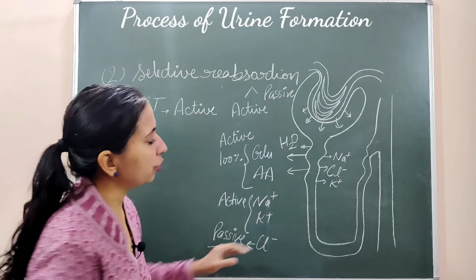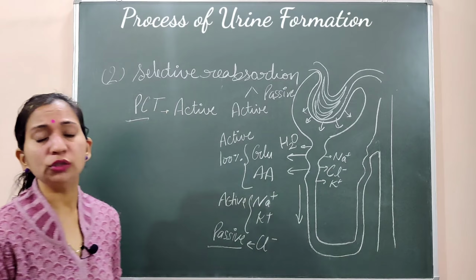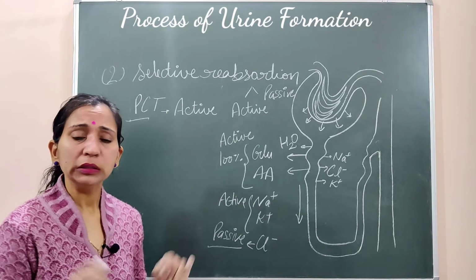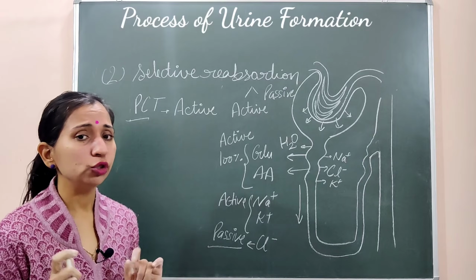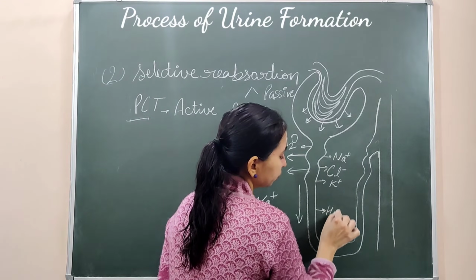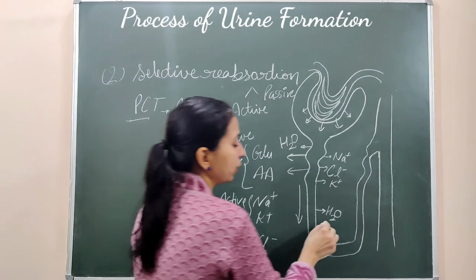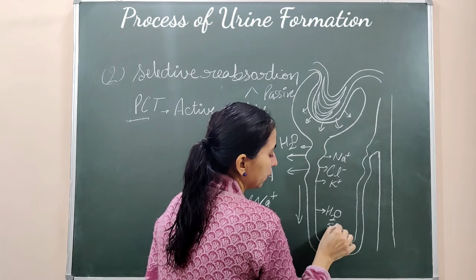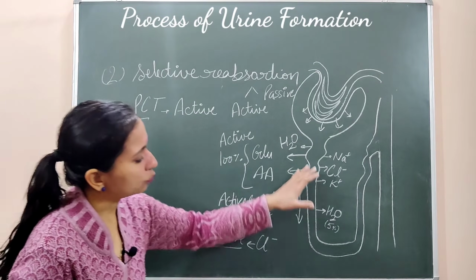After PCT, the filtrate will move into the descending limb of loop of Henle. It will move into the descending limb, and we know the descending limb of loop of Henle is permeable to water but impermeable to salt. So in this region only water gets reabsorbed. यहाँ पे सिर्फ वाटर का ही reabsorption होगा, and almost 5% of the water gets reabsorbed into the descending limb of loop of Henle. So water का absorption यहाँ पे हो गया.